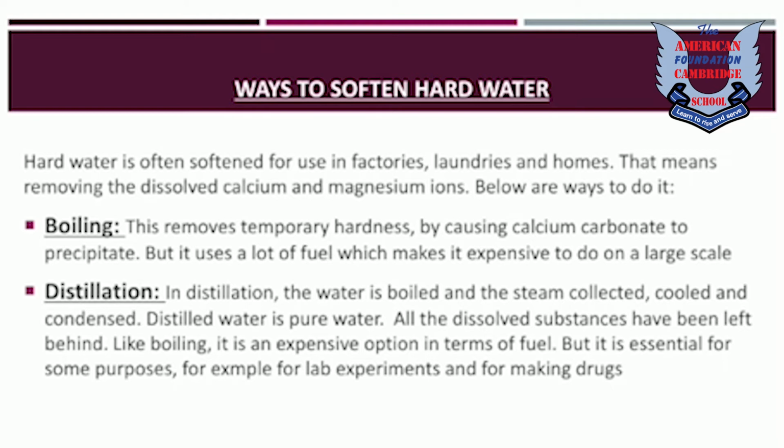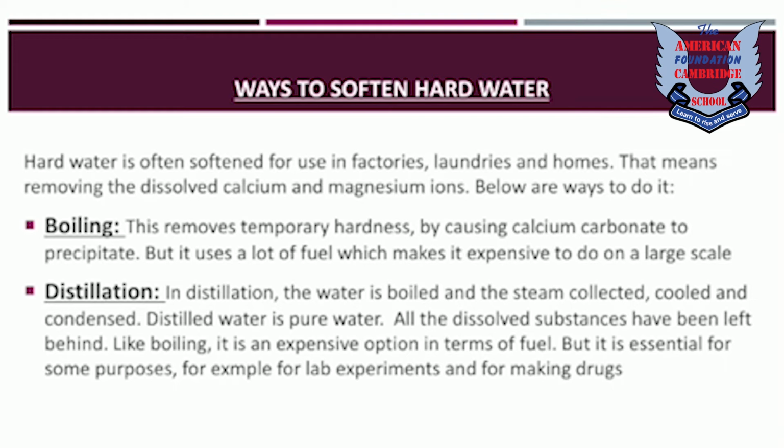So there are some processes or procedures by which we can remove hardness from the hard water and we can turn it into soft water. The first process is boiling. This removes temporary hardness by causing calcium carbonate to precipitate, but it uses a lot of fuel, which makes it expensive to do on a larger scale.